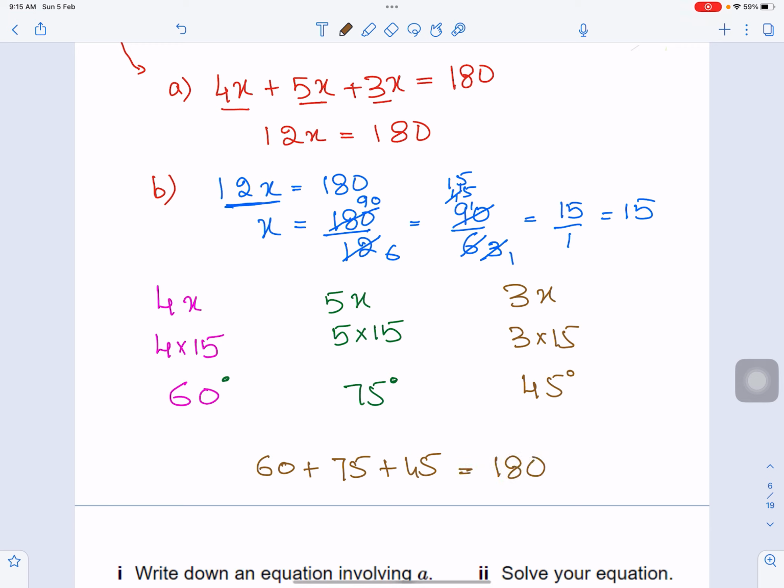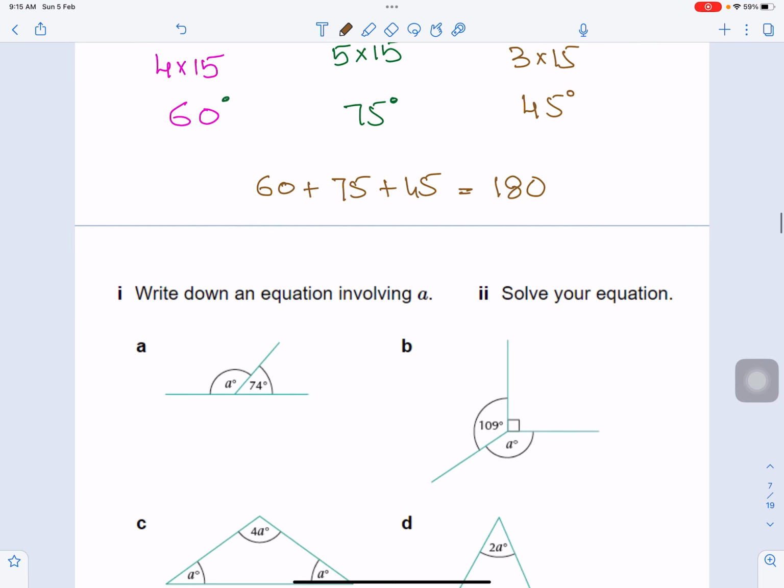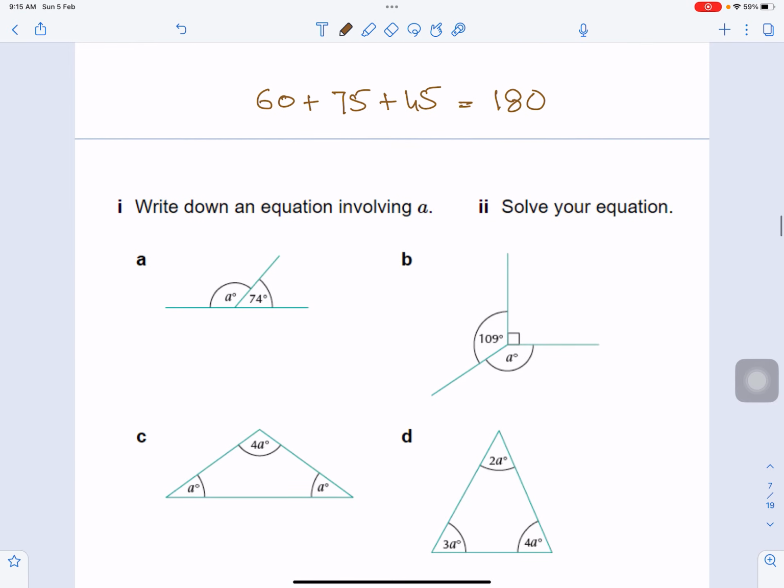All the answers, right? Now let's see this equation, because it can come in any form. It can be connected with any other topic which you have done before. Here it is connecting with the properties of angles with respect to a straight line, angles at a point, supplementary angles, so different things. There are 2 parts for each. You have to write down an equation and then you have to solve it.